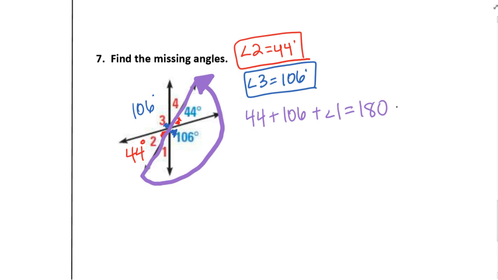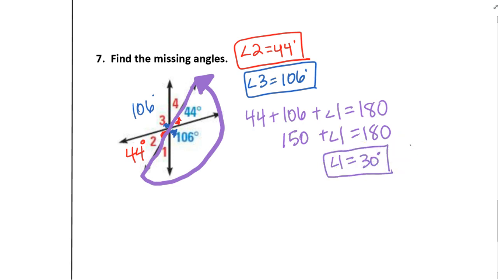If we add 44 and 106 together, what do we get? We get 150. So 150 plus angle 1 equals 180. And then we have to solve. So we'd have to subtract 150 on both sides. And when we do that, angle 1 is 30 degrees. But you're not done. There's one more angle that you haven't told me yet. Angle 4. So if angle 1 is 30 degrees, angle 4 is vertical from that angle. So angle 4 is also 30 degrees. Okay?